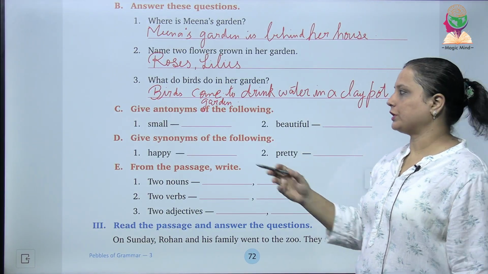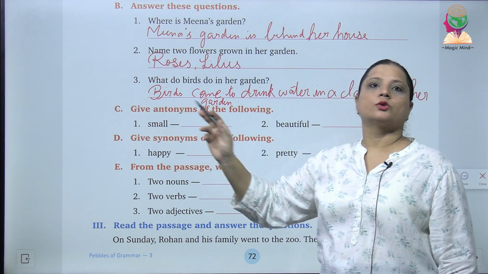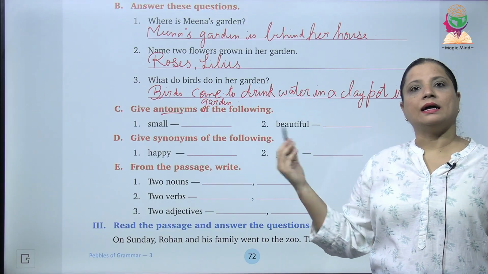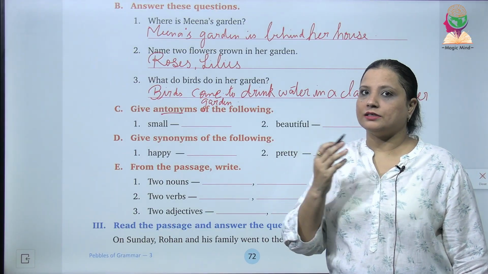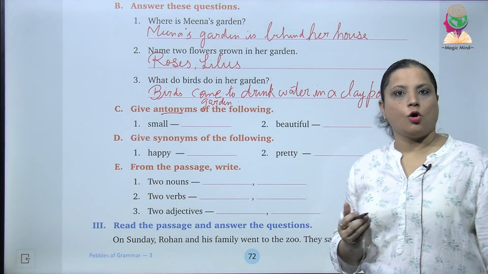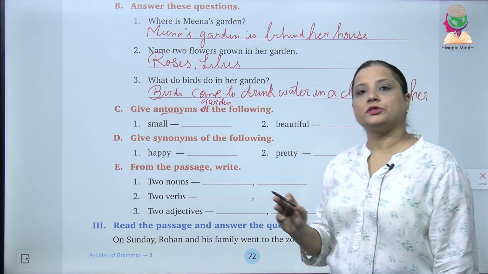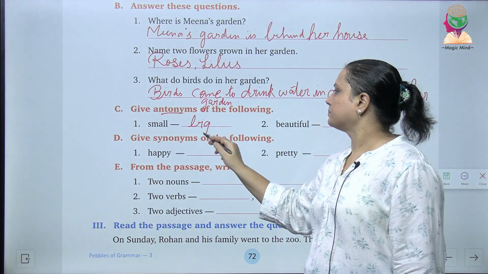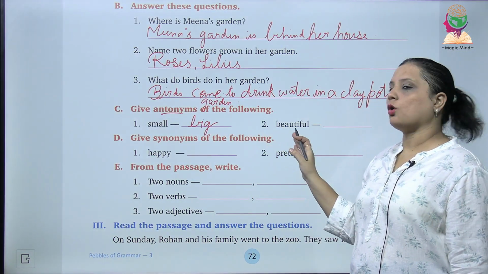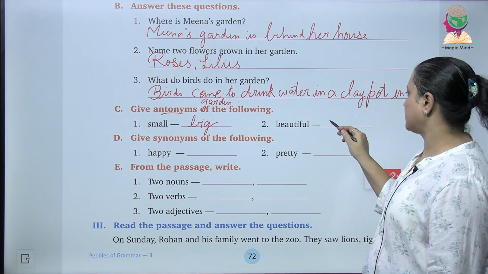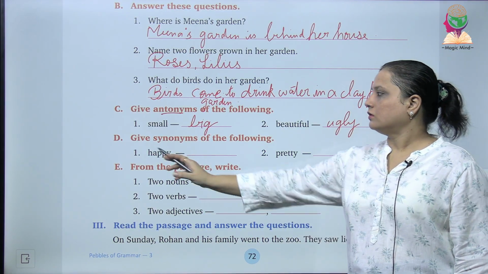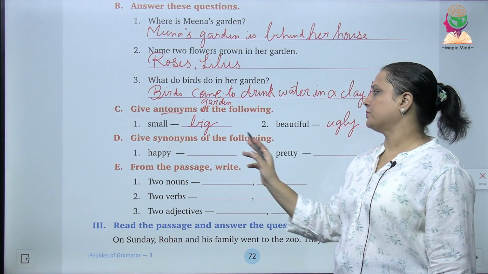Now let's move to question number C. Again this question is saying give antonyms of the following. Antonyms, as I told you earlier, antonyms are what? They are the opposites. So what is the opposite of small? You can write here big. What is the antonym of the word beautiful? It's ugly. U-G-L-Y, ugly.